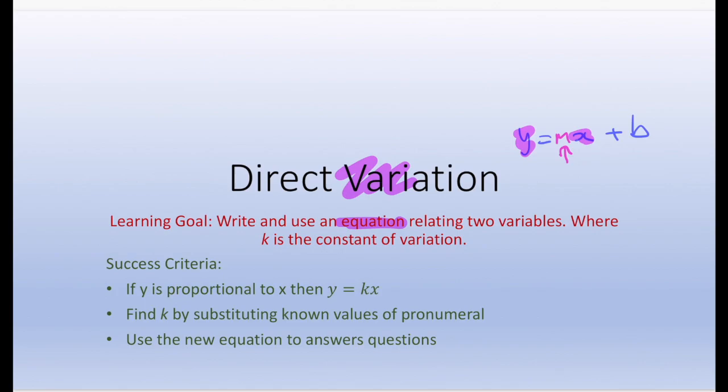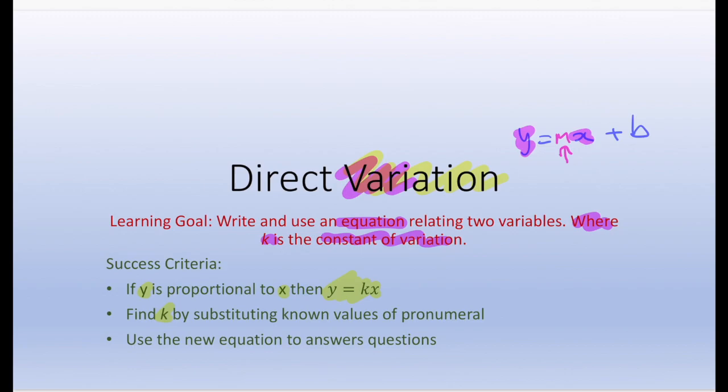So where k is the constant of variation. So that's the main thing that we're going to be learning. So the constant of variation. So to be successful, we'll need to find that y is proportional to x. And we've got this default as y equals kx, but it may not be y and x as we discussed. And then we're going to find k by substituting known values.